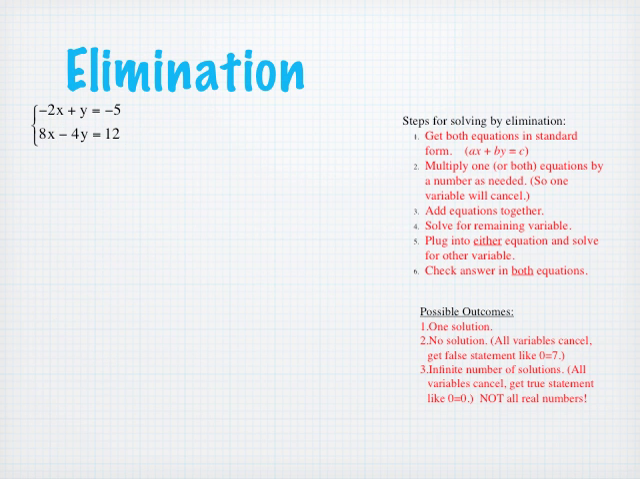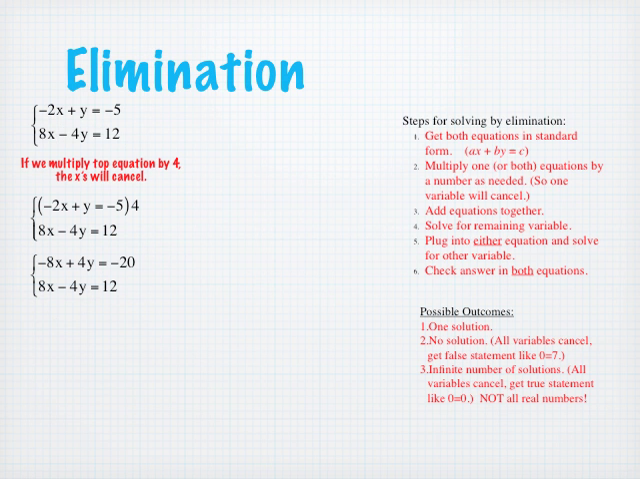Negative 2x plus y equals negative 5. 8x minus 4y is equal to 12. Are they both in standard form? Yes. What could I multiply by to get one of the variables to cancel? Well, I could multiply the top equation by 4. So multiply the top equation by 4 and I have negative 8x plus 4y equals negative 20.